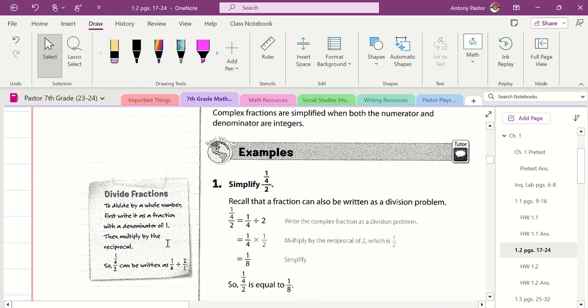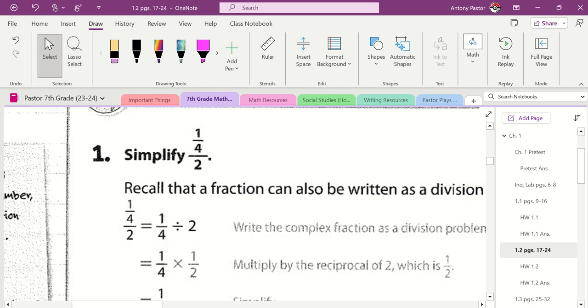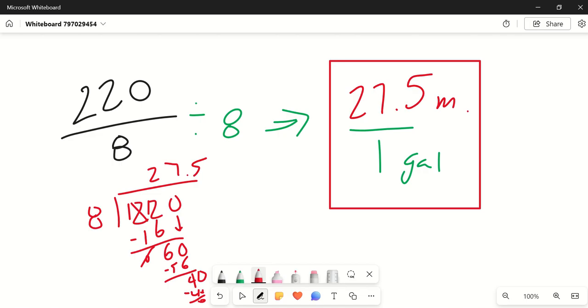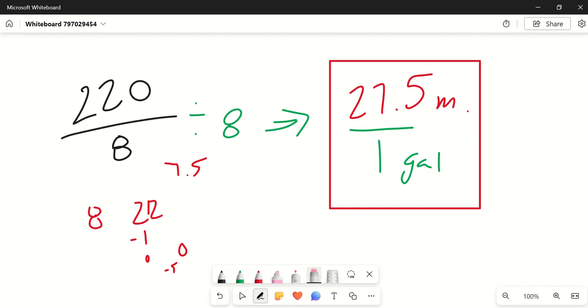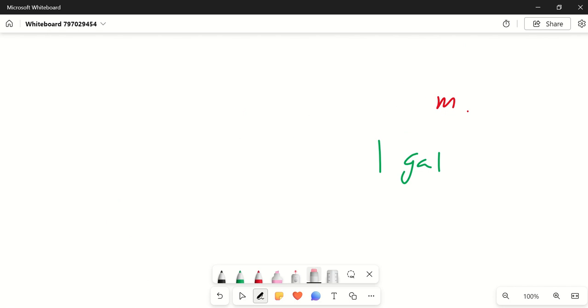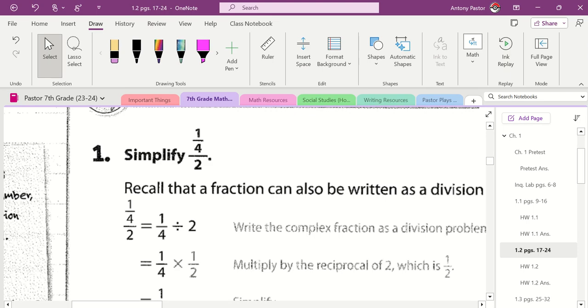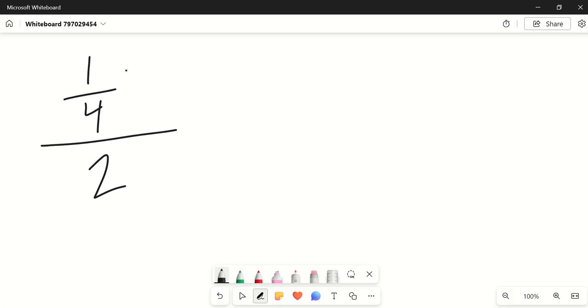So let's look at an example. An example here would be 1/4 over 2. This is one of the examples we just used, but let's break this down. Let's go ahead and erase our work from lesson 1. And this is 1/4 over 2. Now remember, this is just another way of saying 1/4 divided by 2. So you could actually just write it like this.